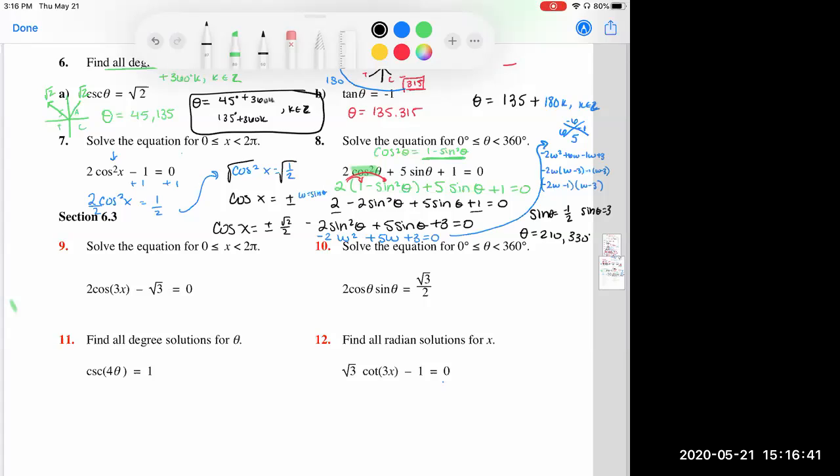All right, the big difference here is that my argument is not just x, it's not just theta. It's an actual argument, the expression 3x. So because of that, I have to go through the same process but slightly different. I have to change my interval in radians, and I will also have to alter my answer.